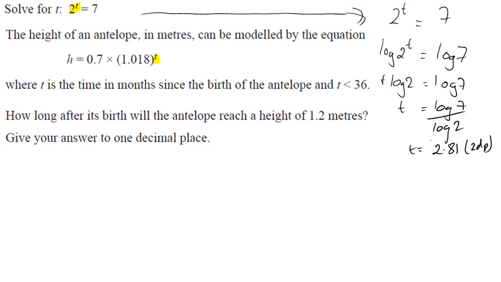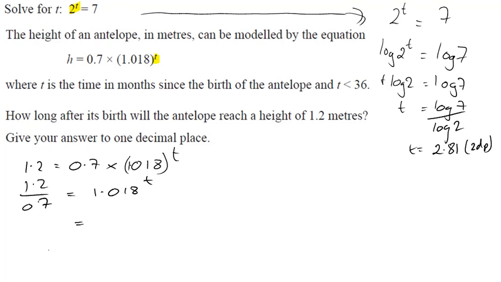So if you learn that, then you can apply it to all sorts of questions like the one that I've got here. So I've got the height of an antelope is modelled by an equation where t is the time in months since birth and is less than 36. So they give me a range, a domain for my value. Find how long after birth the antelope will take to reach 1.2 meters. So they've told me the height, so therefore I know 1.2 equals 0.7 times 1.018 to the power of t. So 1.2 divided by 0.7 equals 1.018 to the power of t.